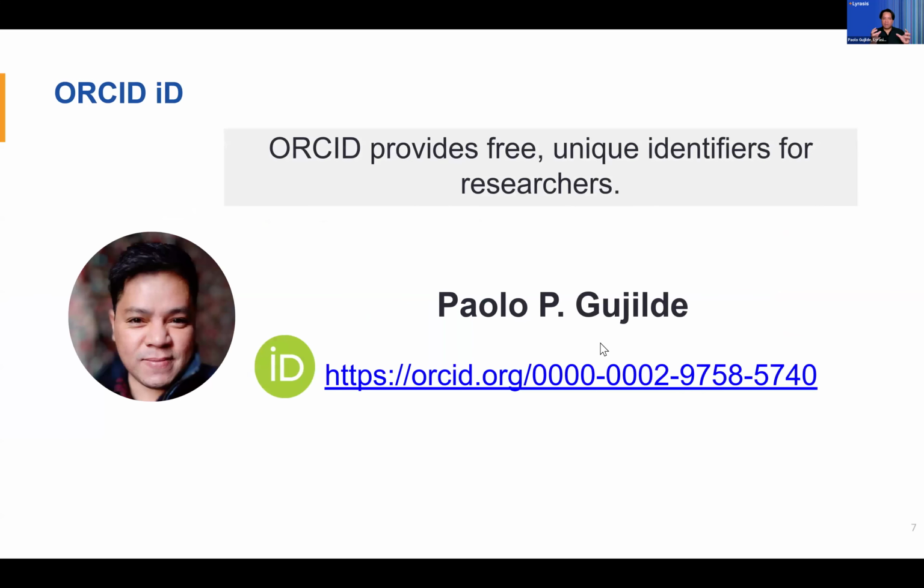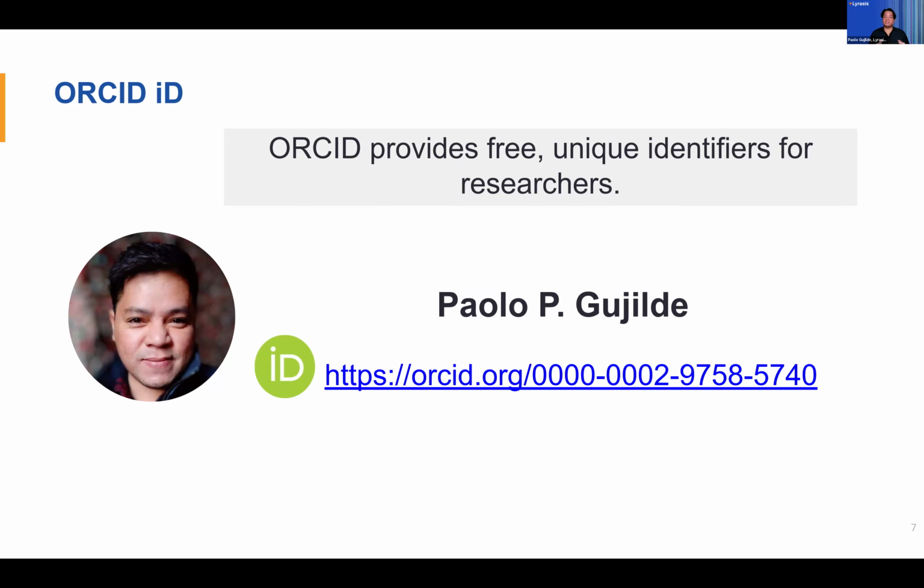And we want to let you know that there are actually components to ORCID. The first component is the ORCID ID, and this is the one that we're most likely already quite familiar with. That's your unique identifier. ORCID provides a free unique identifier for researchers. This is what we call a persistent identifier for individuals or for researchers.